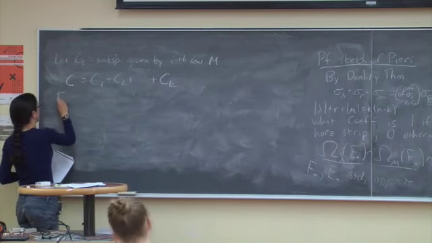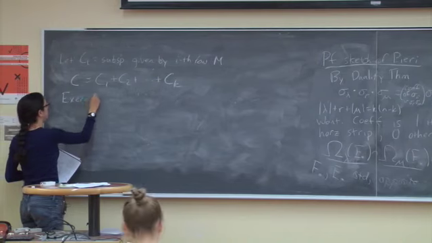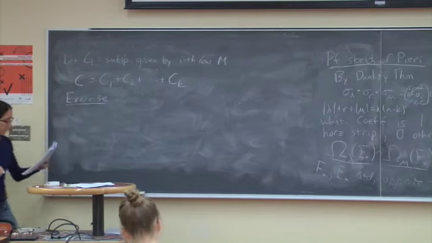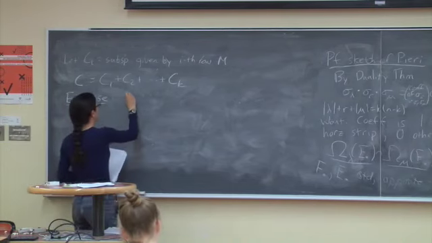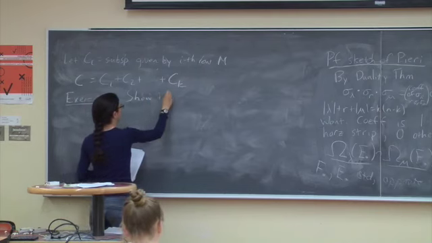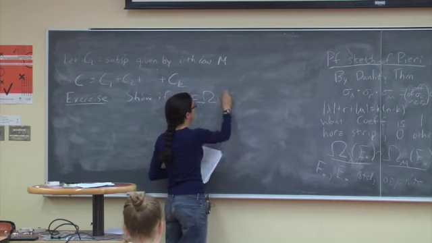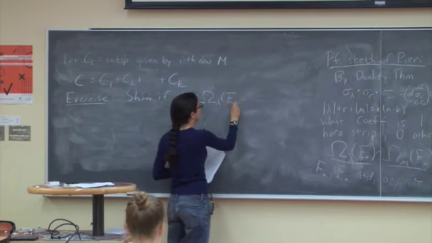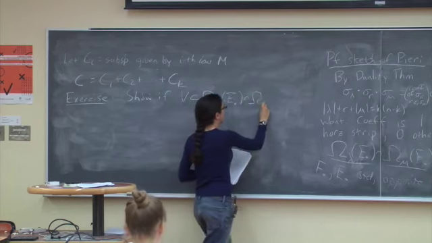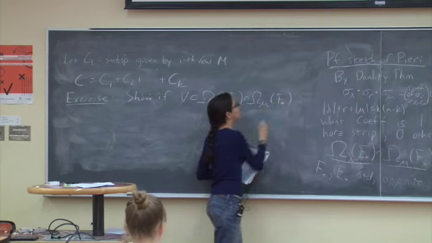So here's your first actual exercise in order to prove the Pieri rule. You want to show that if V is in the intersection of these Schubert varieties, then it's a subset of C.